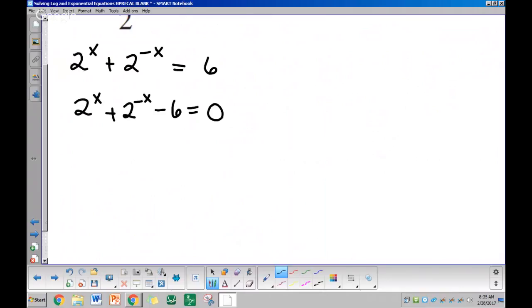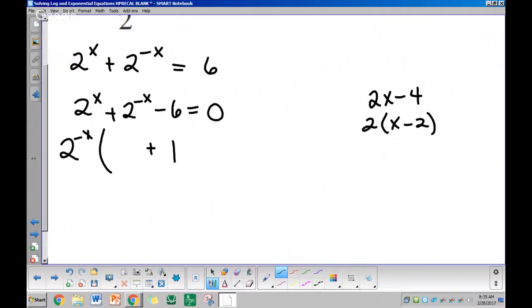Is there one term here that bothers you the most? 2 to the negative x, right? I'm going to challenge you to factor that out, because it bothers you so much. So what stands in its place when I factor it out? 1. Well, that was easy. Now 2 to the x minus 4, right? If I factor out a 2 to the negative x, what happens here? What did you do to the 4 to get this?